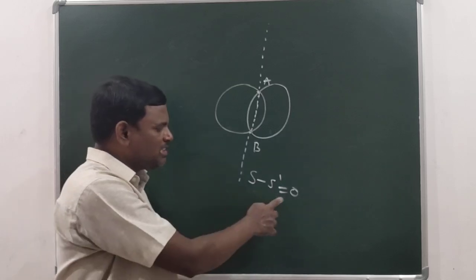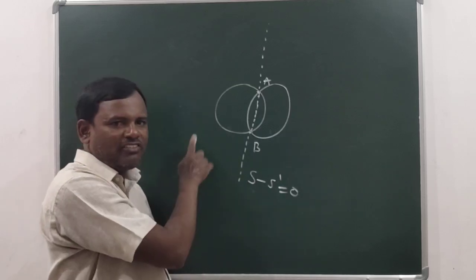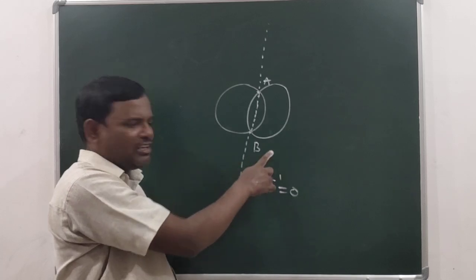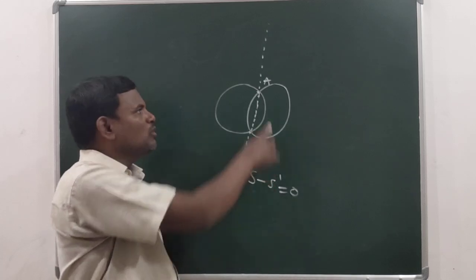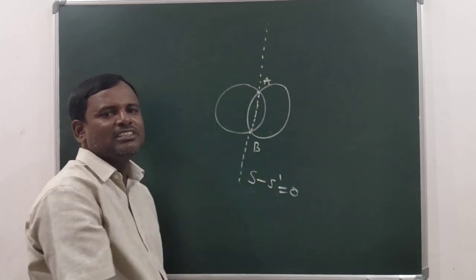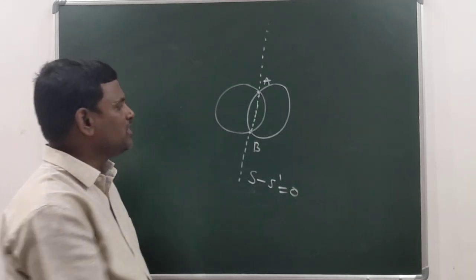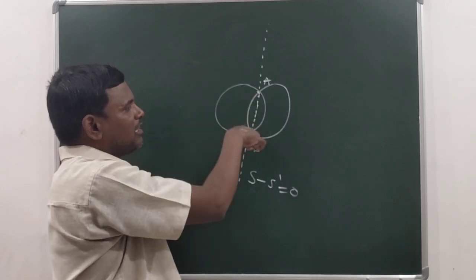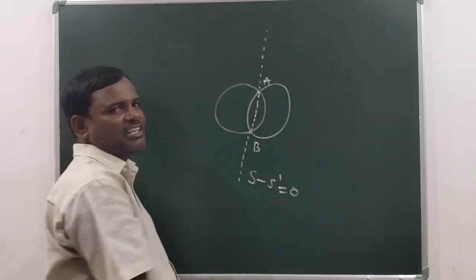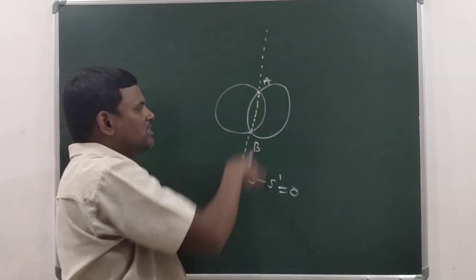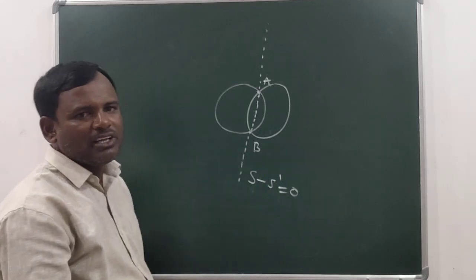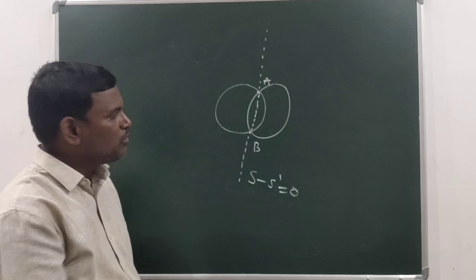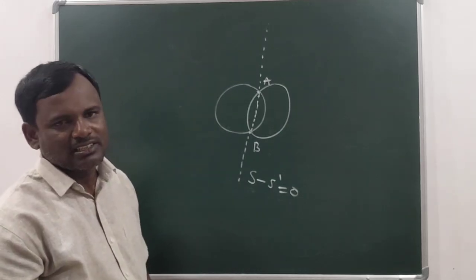S equal to 0 is the equation of the first circle, S dash equal to 0 is the equation of the second circle. If you take the difference of these two, you will get the equation of that radical axis. But for these intersecting circles, this common chord is a chord for the first circle as well as the second circle. So this common chord will be the radical axis for those two intersecting circles.